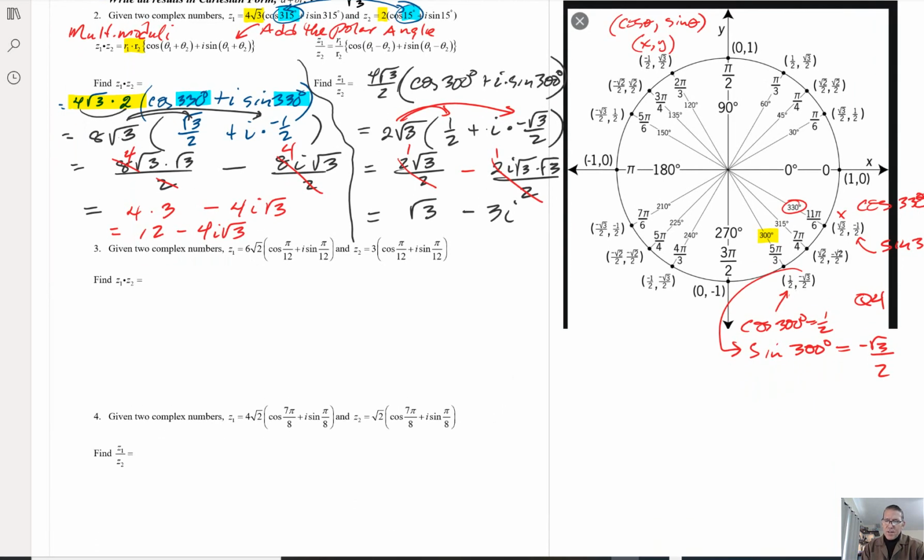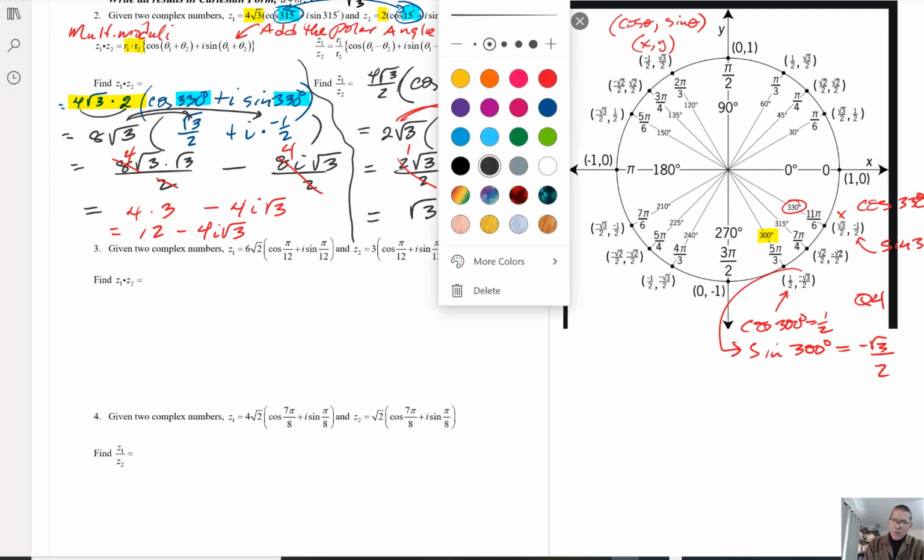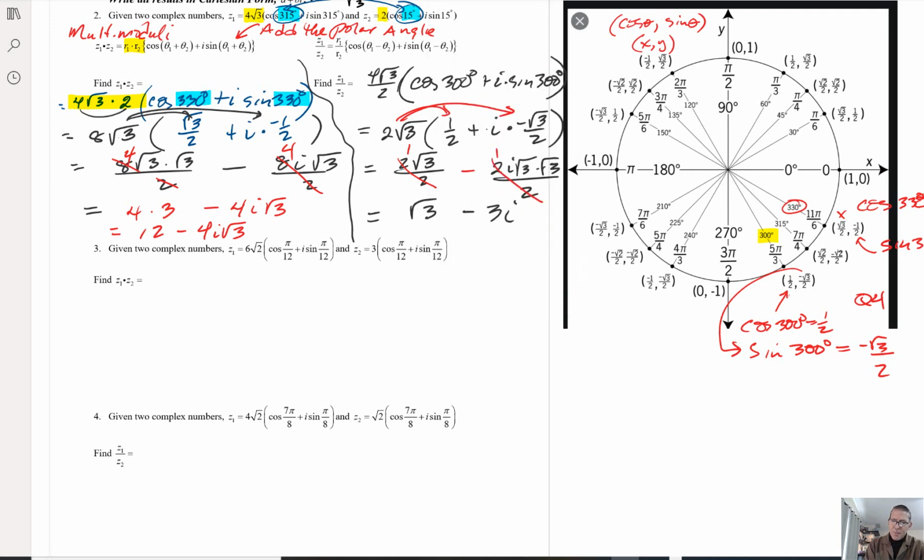Okay, let's move on. Let's go to radians here. Same thing. Here it says find the product. Okay, so here we go. Let's do it. So z1 times z2. So we have 6 root 2 times the cosine. Well, actually, let me speed up here.